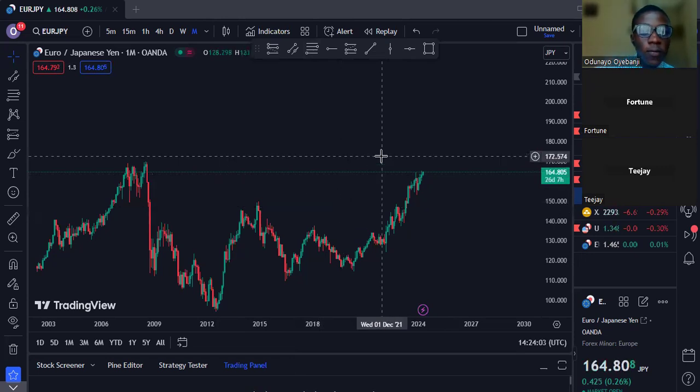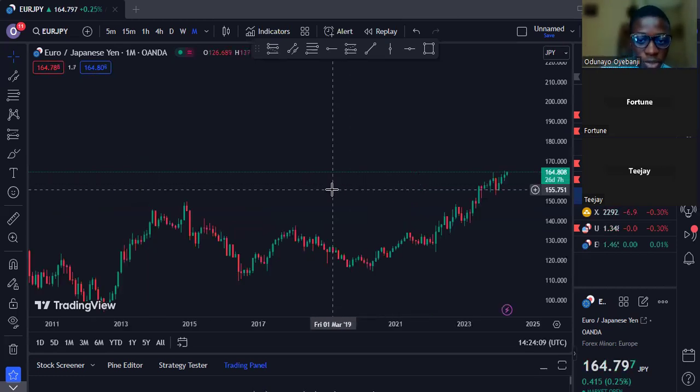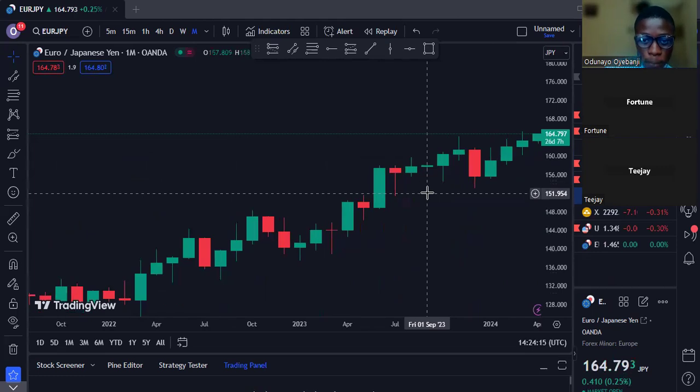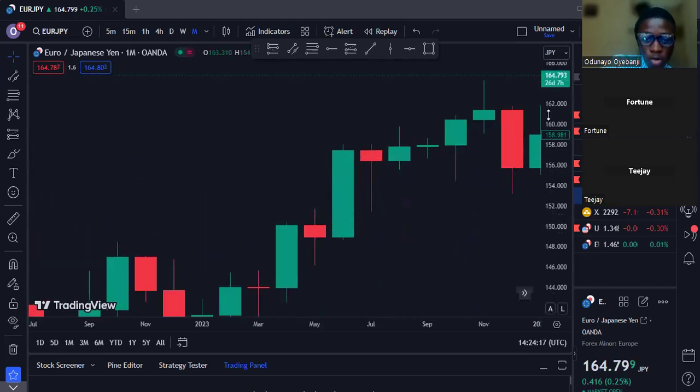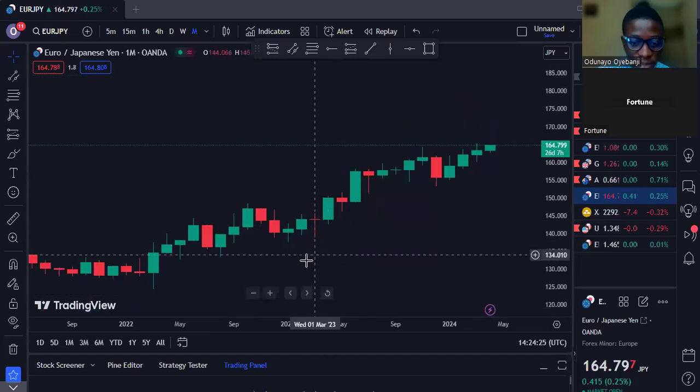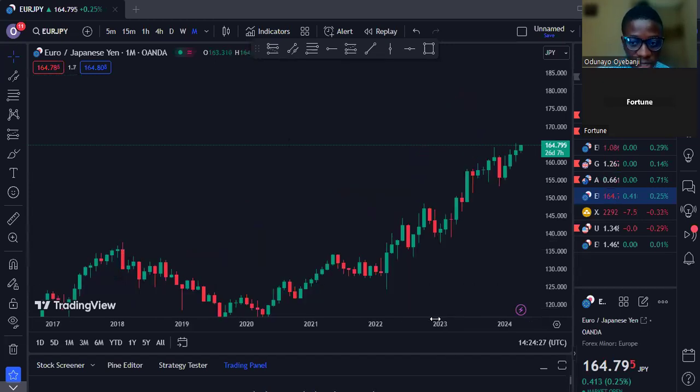Now, we have different chart types, but we'll be focusing on the candlesticks. So each one of these bars that you're looking at here, they all represent candlesticks. And different candlesticks have different meanings.